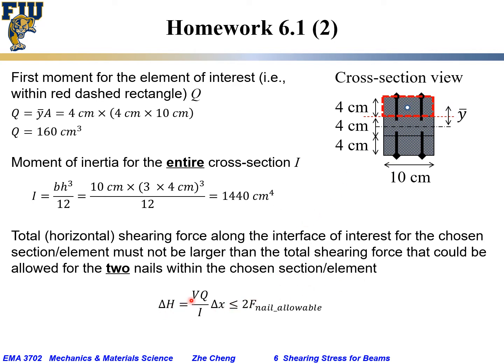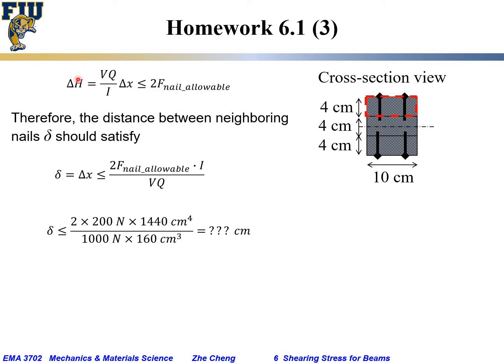So delta H is VQ over I times delta X should be equal to or smaller than 2 times the allowable shearing force for each of the nail. Okay, so this is what we have. Delta H equals VQ over I times delta X. It should be smaller than 2 times the allowable shearing force for each of the nail. Again, V would be the transverse or vertical shear force. Q would be the first moment for the element of interest, and we said Q corresponds to this red dashed section in the cross-section view.